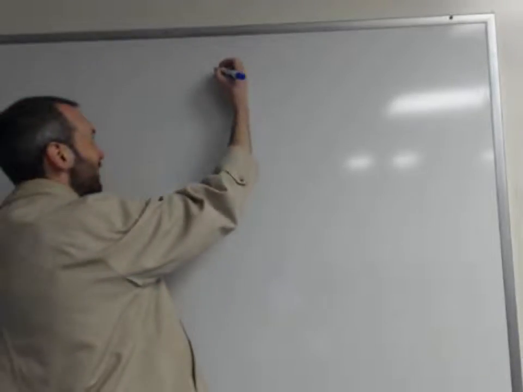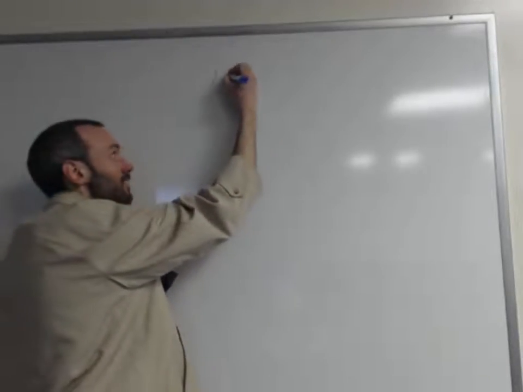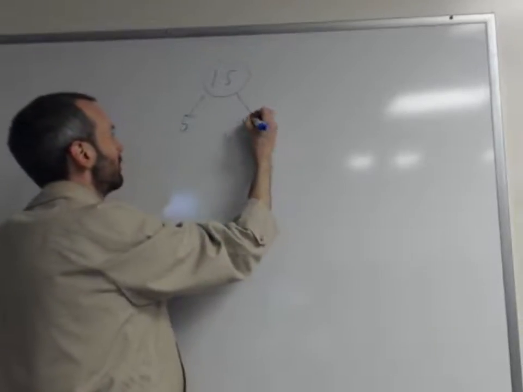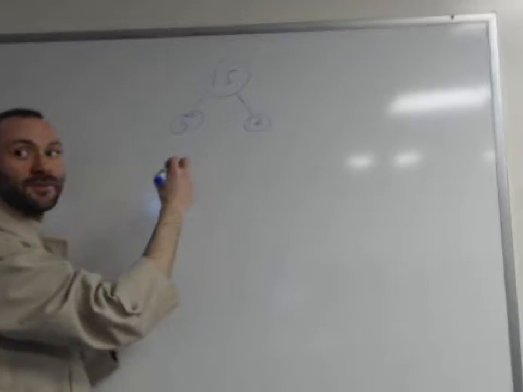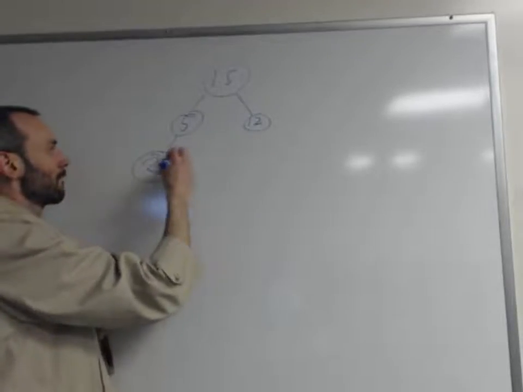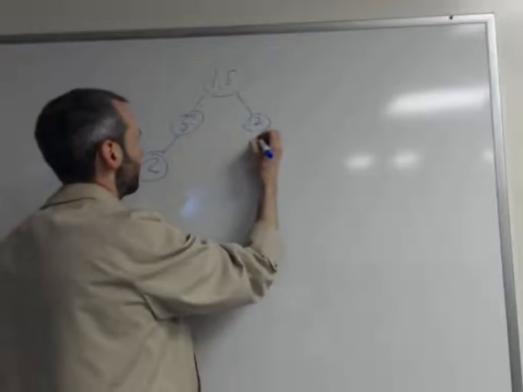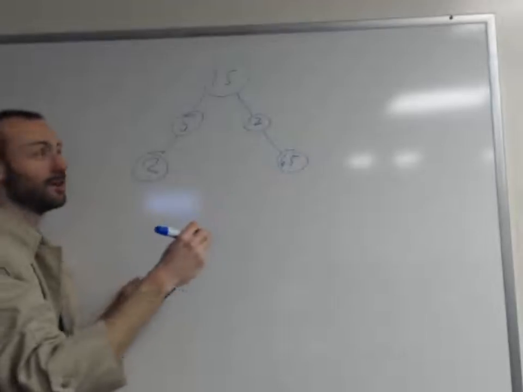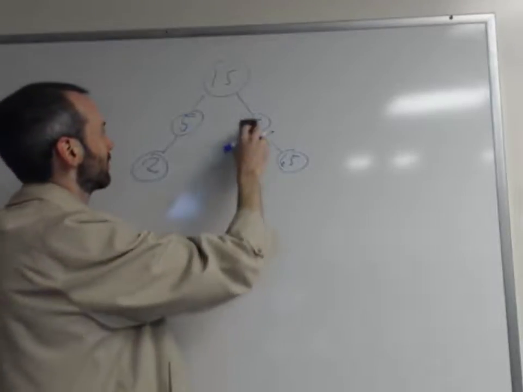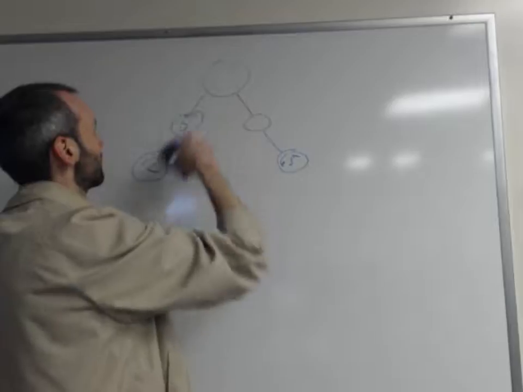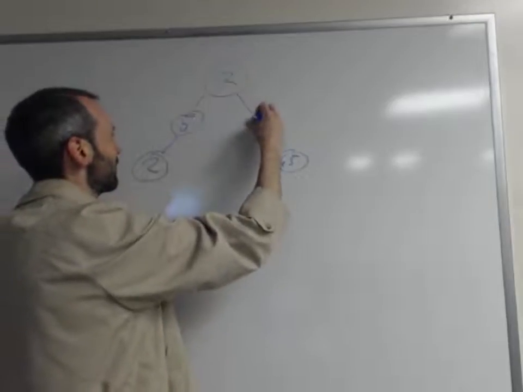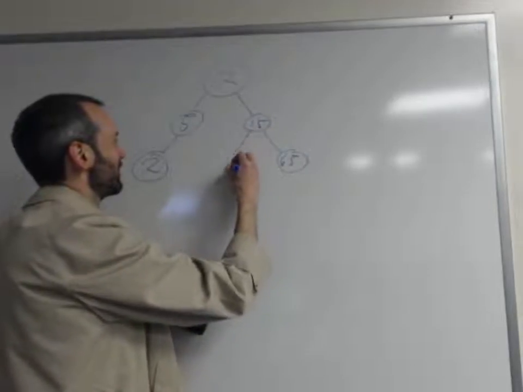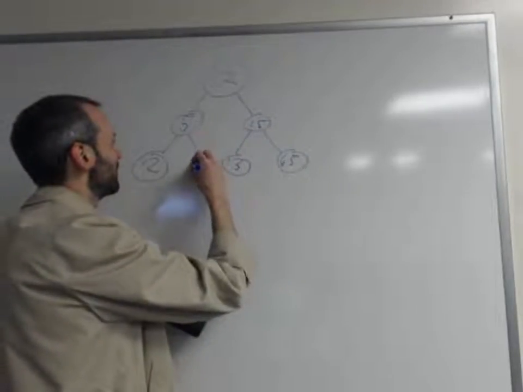So, give me some numbers. 15. 12. 5. 12. 2. 65. Boom. Fix that. We'll put 13 here, and then we'll put 10 right here.